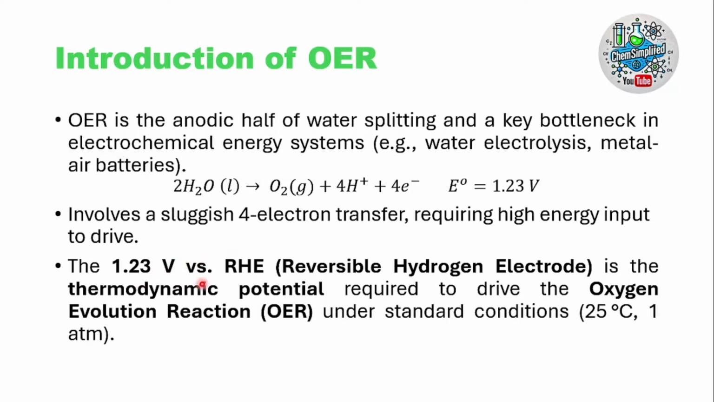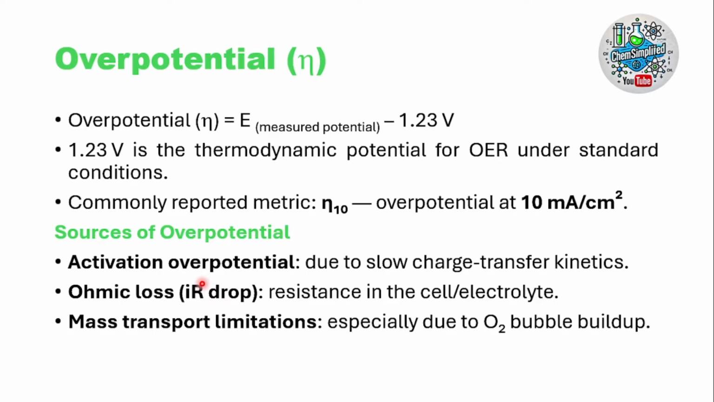The 1.23 volt is the thermodynamic potential that is required to drive this oxygen evolution reaction under standard conditions. What is the overpotential? Overpotential is basically the potential at the current density of 10 milliampere that is required beyond this thermodynamic potential of 1.23 volt to drive the oxygen evolution reaction. We measure this by subtracting 1.23 volt from our measured potential at the current density of 10 milliampere.